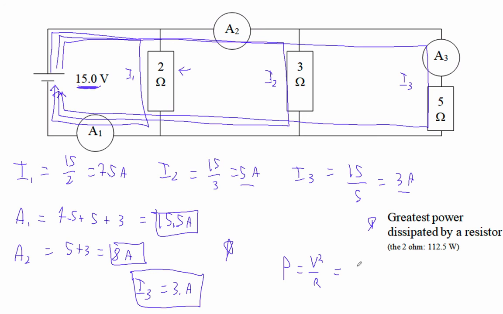Okay, so 15 squared divided by 2 is 112.5 watts. That is the power. Ta-da.